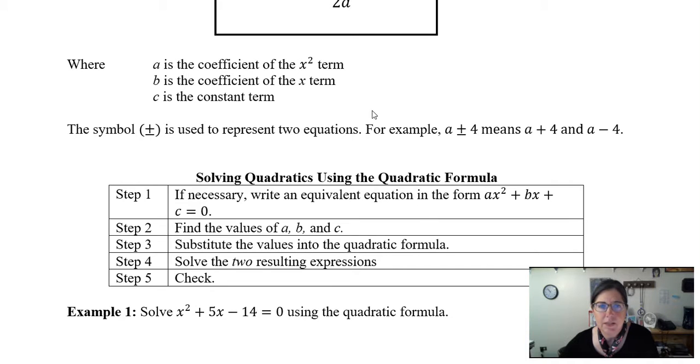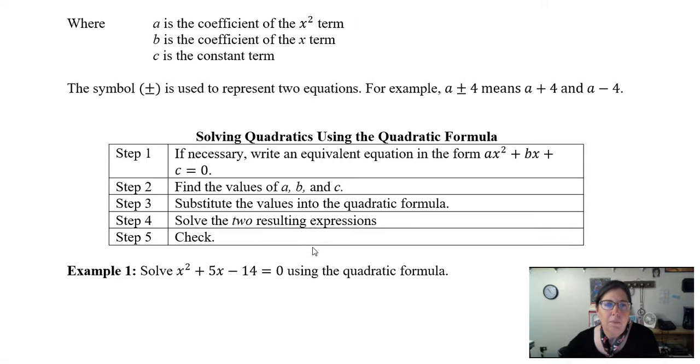Now here are some steps that we will walk through. The first step is to make sure it's always equal to 0, and that's true whether you are graphing, factoring, or doing the quadratic formula. You always should be equal to 0. We will then identify a, b, and c. We will substitute those values into the quadratic formula, and then we will find two results. And then just like any equation, when you solve it, you should always check your answers.